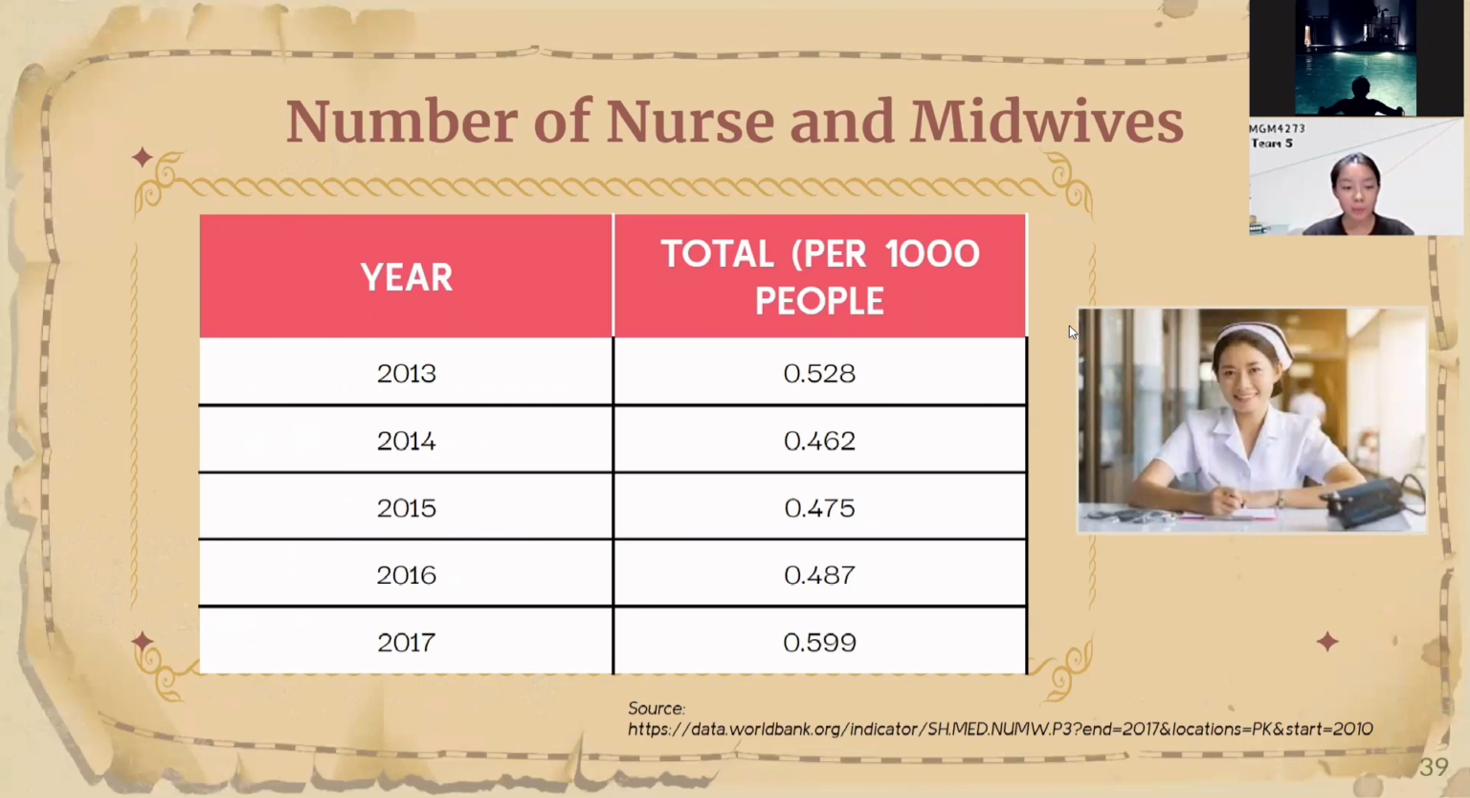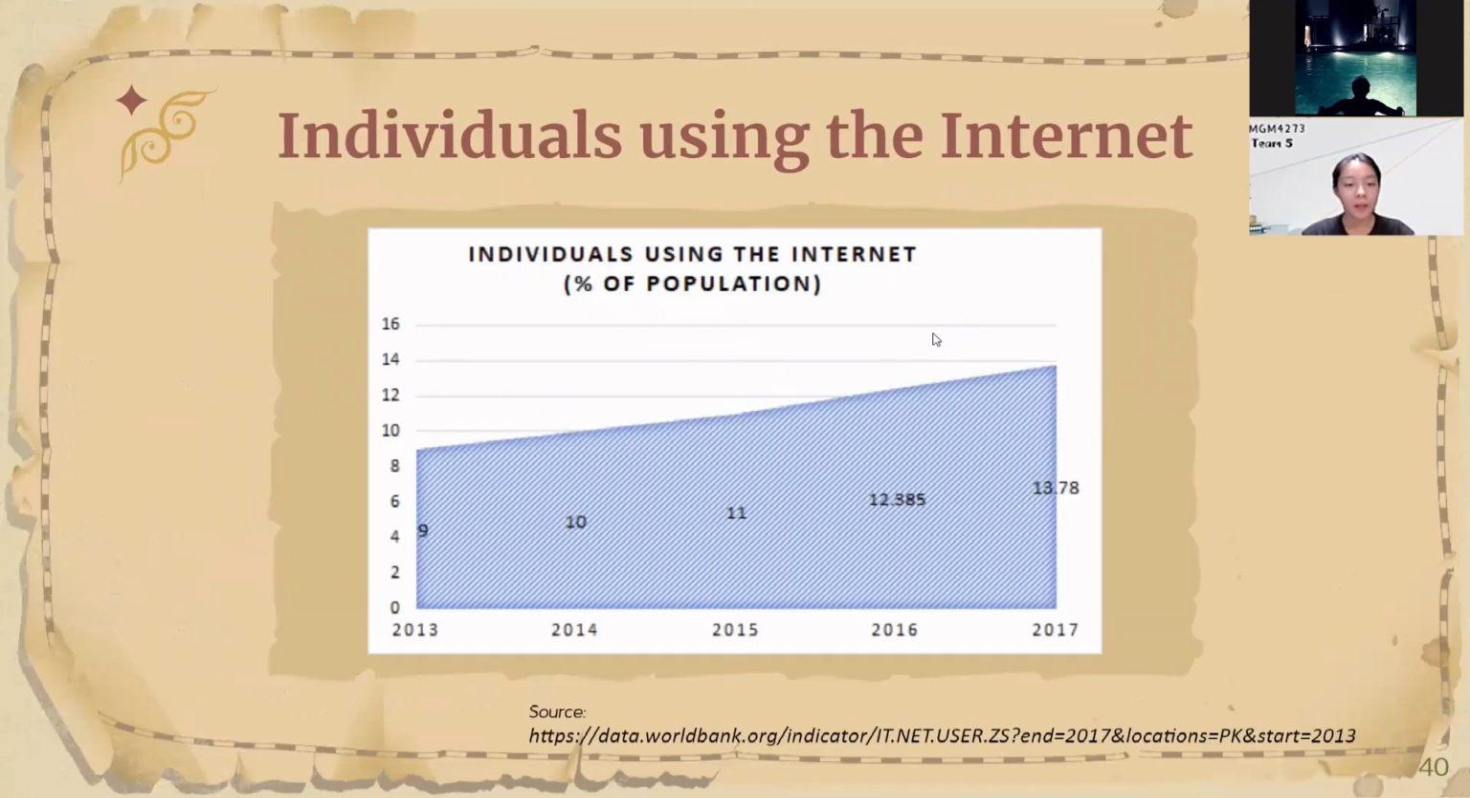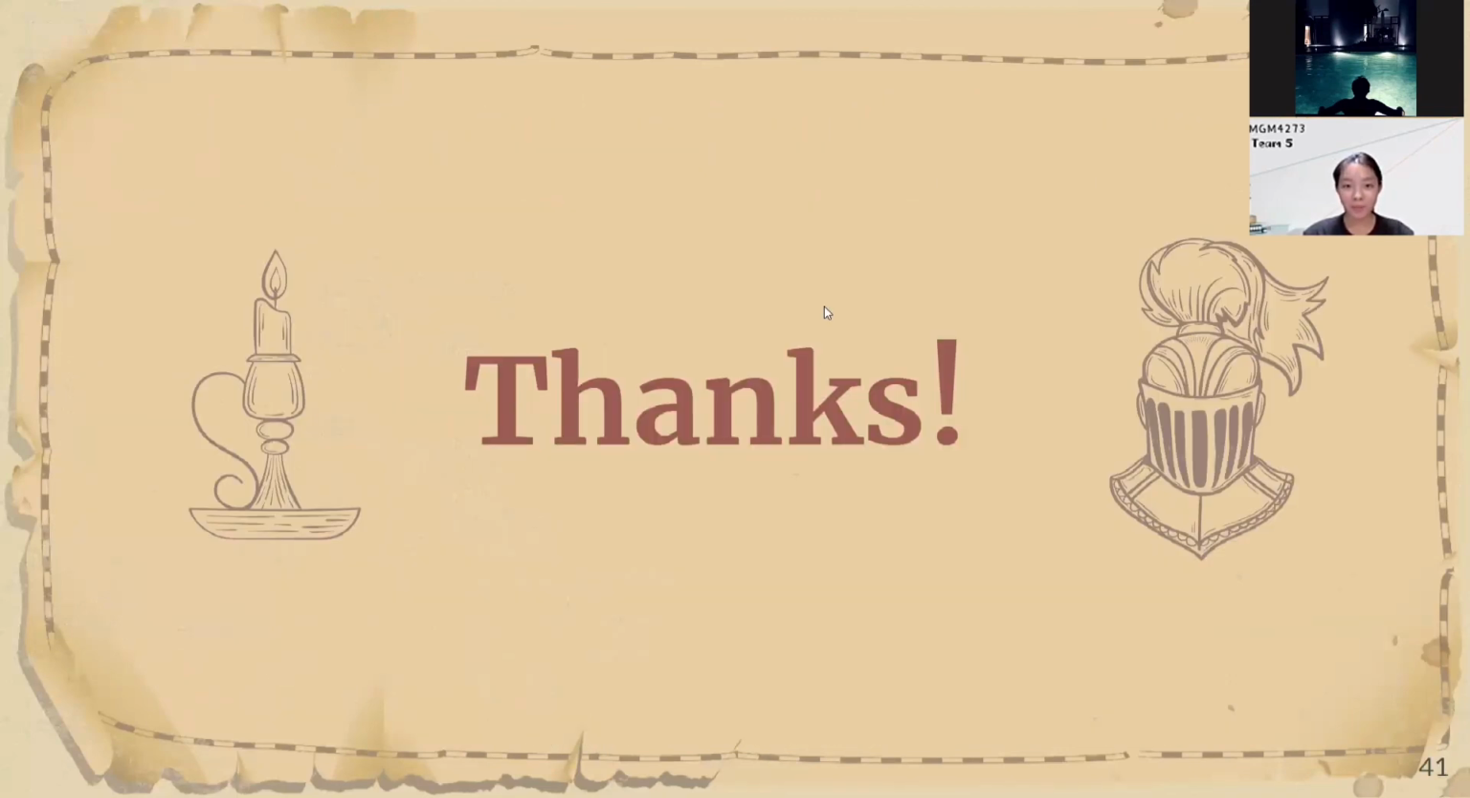Next, let's talk about the number of nurses and midwives. It shows it decreased by 0.041% from 2013 to 2016 and increased by 0.112% from 2016 to 2017. Last but not least, let's move on to the percentage of individuals using the internet. From the graphic, it shows it has been increasing from 2013 to 2017. The lowest point is 9% and the highest point is 13.78%. That's all from our group. Thanks for listening.